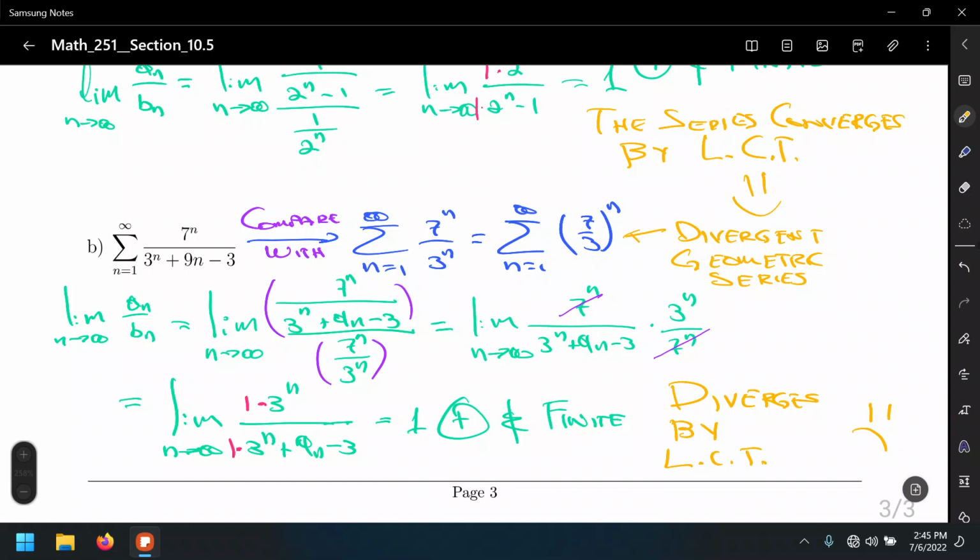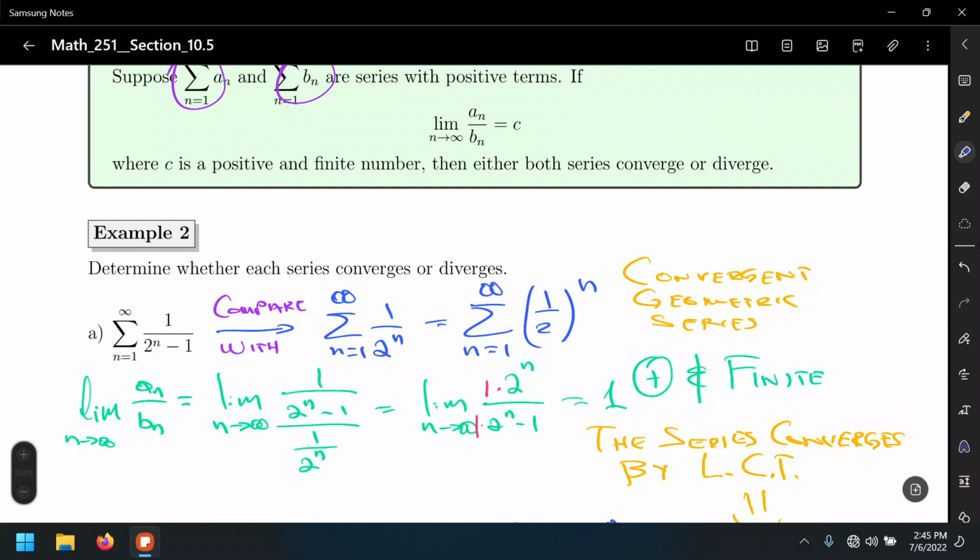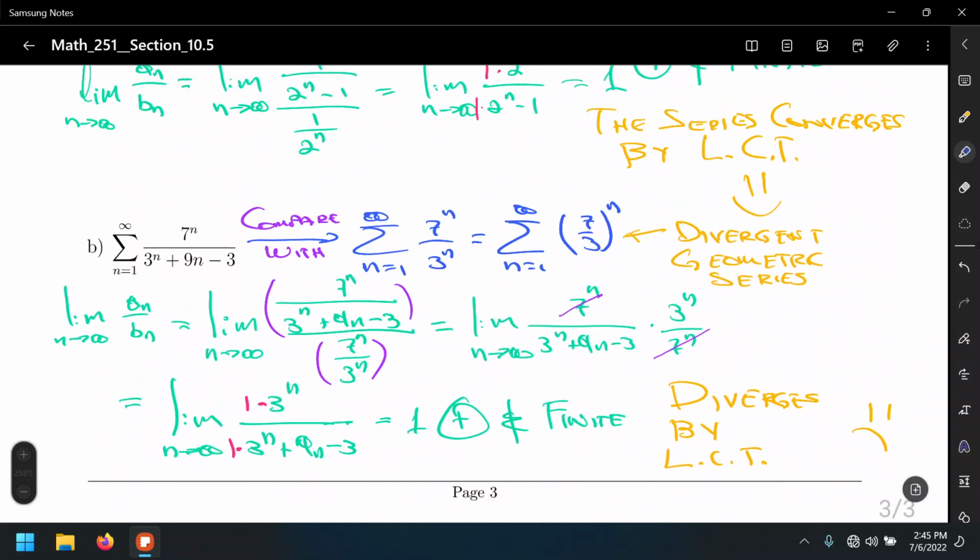Question: is it possible that if you did the LCT and got a negative value or infinity, it would be inconclusive? Okay, if you get an infinity or a negative value, the requirement for the test to work is that our limit is positive and finite. Whatever big number, even a decimal, rational, irrational, it doesn't matter, as long as it's positive and finite.